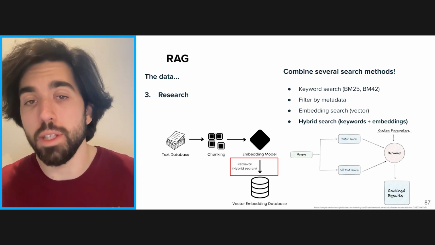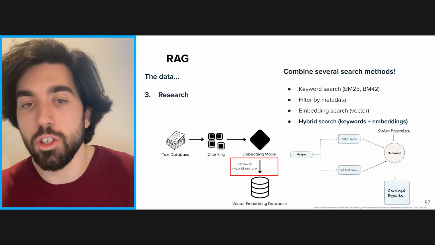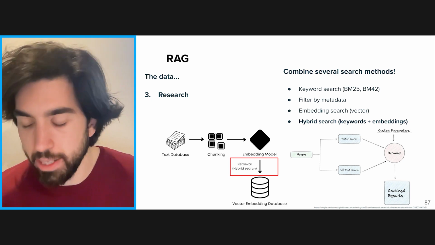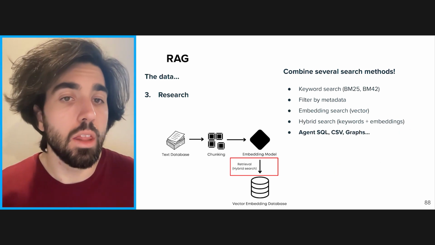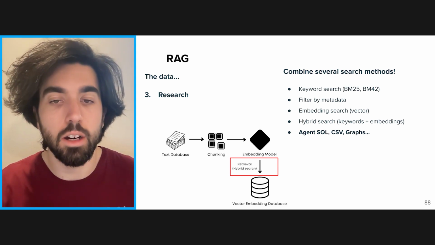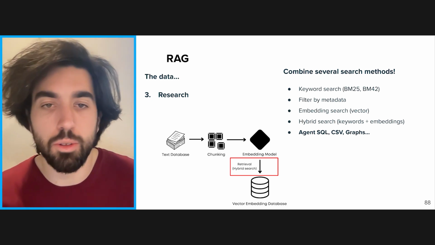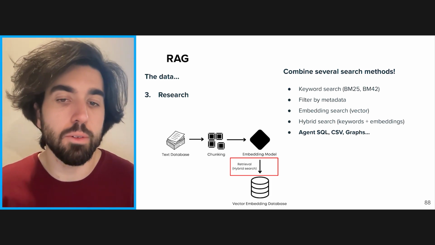If we go back here, we have our embedding search, and the next step would be to try hybrid search. So combining keywords and embeddings. This would be super efficient. You take the three best documents for each and combine the results to have more information and the best one possible. Then you can add other ways to find information, like an agent connected to your SQL dataset, a CSV, a graph database. You can add whatever you want.